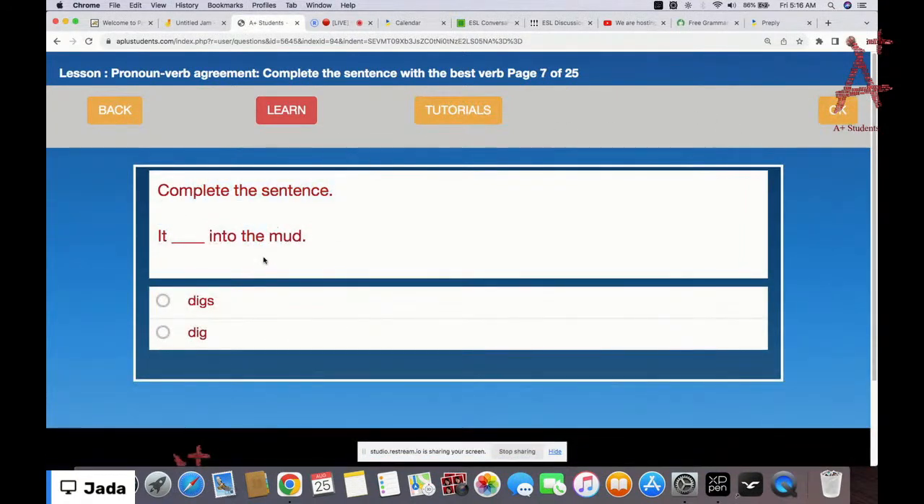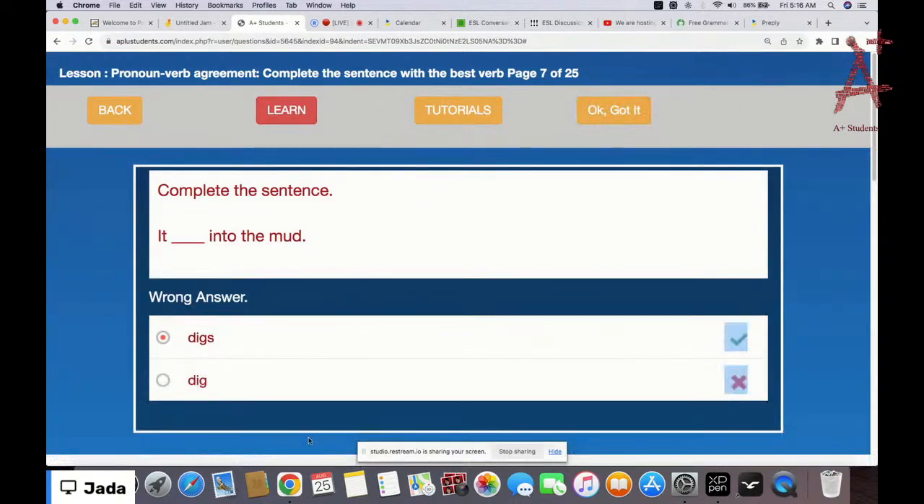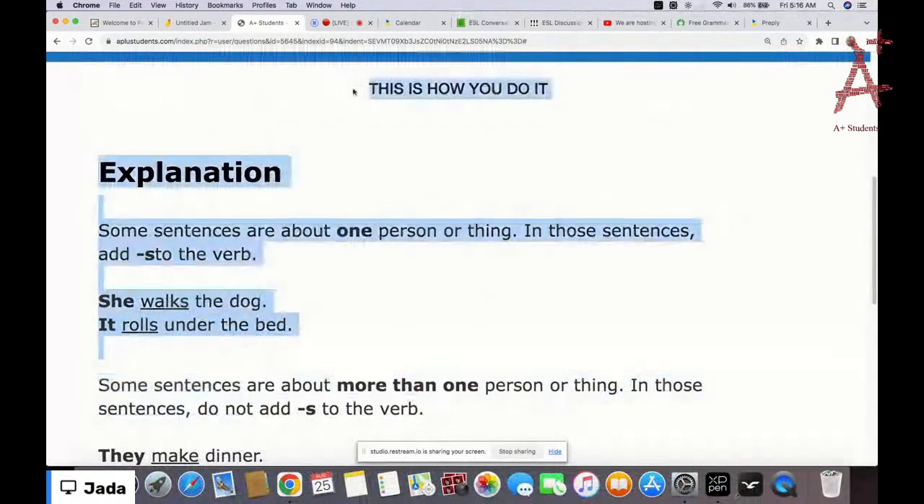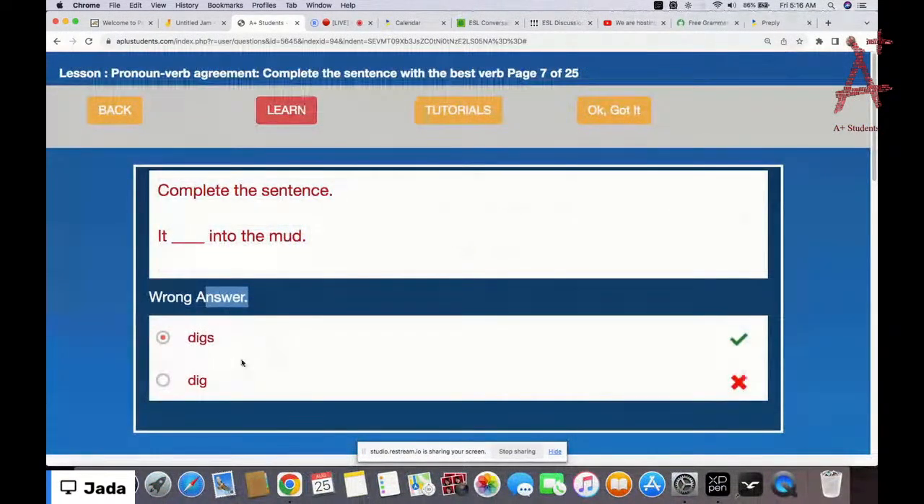"It dash into the mud." It shows what? "It" is one. So it's going to be "it dig into the mud" without S. Oh, sorry, we are supposed to have the one with the S. "It" is singular. Don't forget that. Since it's singular, it has to be the one with the S.